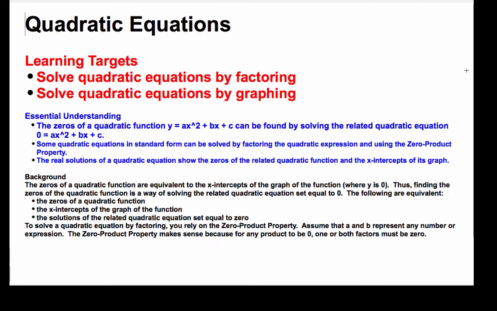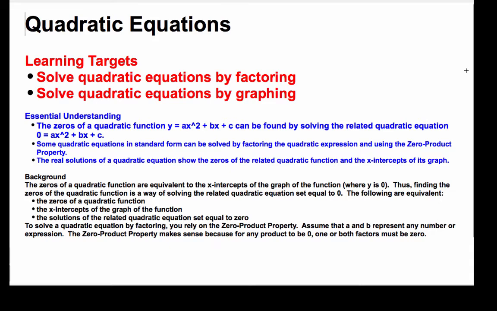Thus, finding the zeros of the quadratic function is a way of solving the related quadratic equation set equal to 0. The following are equivalent: the zeros of a quadratic function, the x-intercepts of the graph of the function, and the solutions of the related quadratic equation set equal to 0.